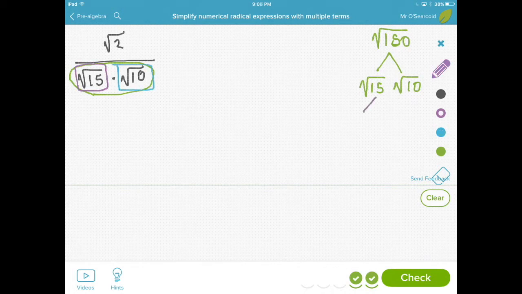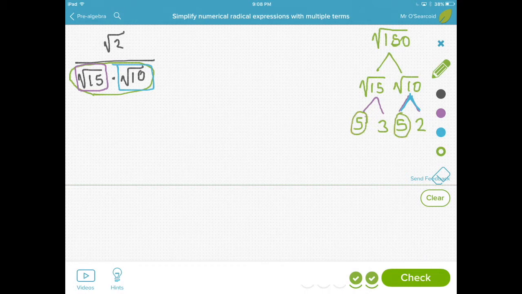Okay, the square root of 15, 5 is prime, and 3 is prime. So I have nothing else to do. And the square root of 10, 5 is prime, and 2 is prime. So there's nothing else to do there. Okay, so remember that these two 5s come together, right?